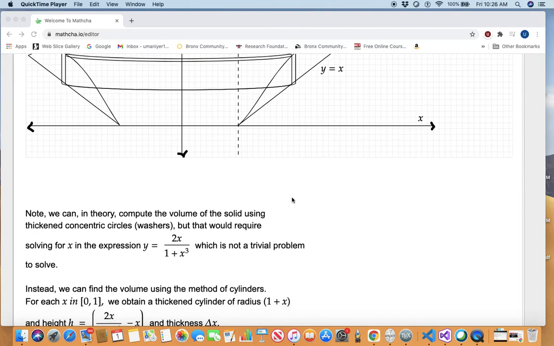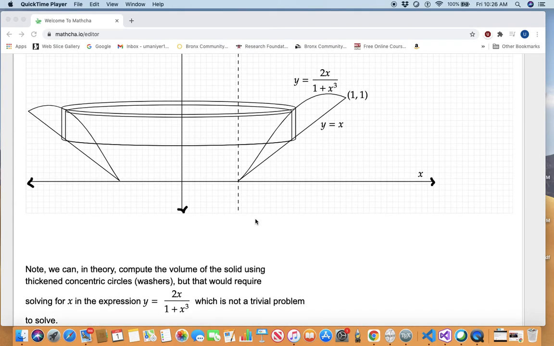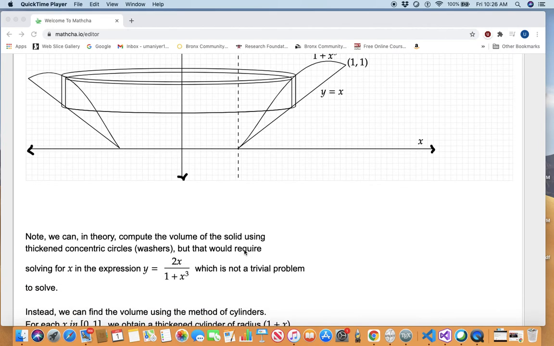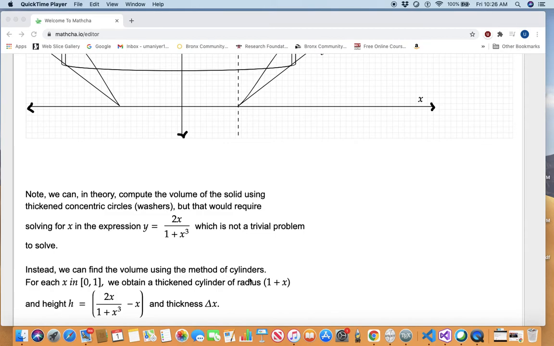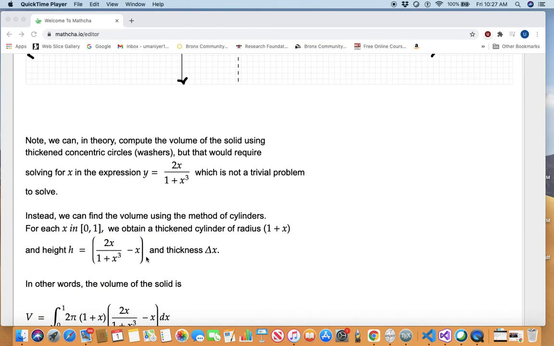Now, solving this problem using concentric circles would require a lot more work because you would have to solve for x here. Instead, we are using the method of cylinders. For each x from 0 to 1, we obtain a thickened cylinder of radius 1 plus x. And height is upper height minus lower height. So that expression minus this expression. That's the height of your cylinder.